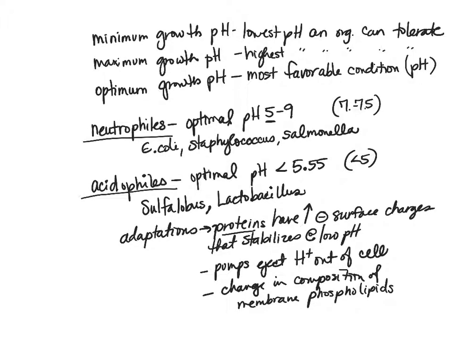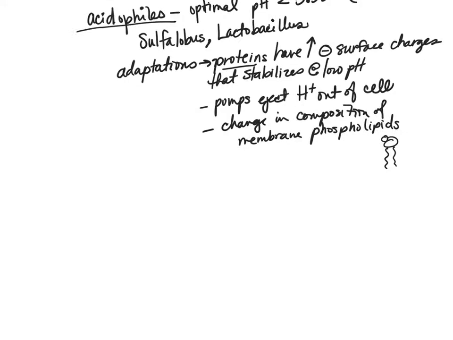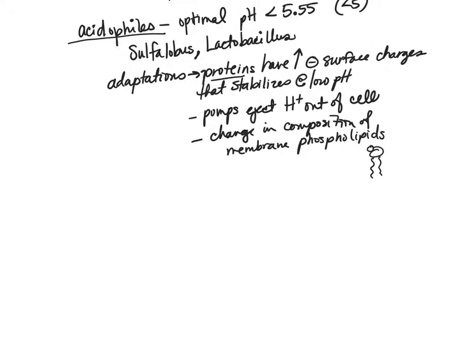And so again, our phospholipids are made up of our phosphate group, our glycerol backbone, and then we have our fatty acid tails. And remember, we already discussed how our lipids can be affected by pH. So they actually have a change in the composition so that the hydrogen ions don't affect them as much. Therefore, their plasma membranes can remain intact. All right, so those are the acidophiles and how the acidophiles have adjusted to have optimal pH less than 5.